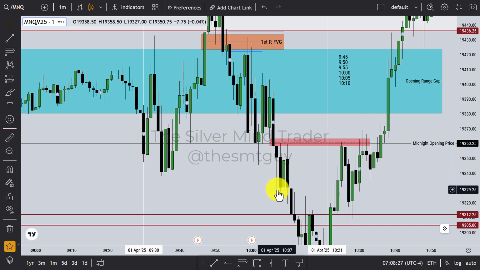We have another displacement here. So because we have this displacement here, we want to now see from 10:10, because this is inside 10:05, 10:06, 10:07. 10:06, we have this already. We have this fair value gap here. And it's forming where that midnight opening price is. And if you investigate more, this is where the new week opening gap level is. It's also somewhere around here.